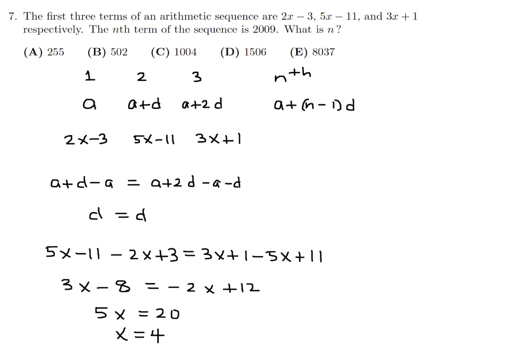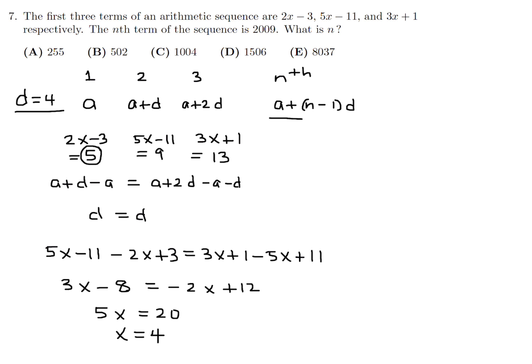So that means that this 2x minus 3 is 2 times 4, which is 8, minus 3, which is 5. 5x minus 11, substituting x equal to 4, becomes 20 minus 11, which is 9. And then 3x plus 1 with x equal to 4 is 3 times 4, which is 12, plus 1, which is 13. So as you can clearly see, a is equal to 5, and d is the common difference, which, as you can clearly see, is equal to 4, right?